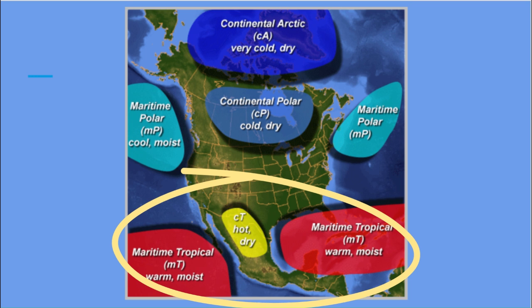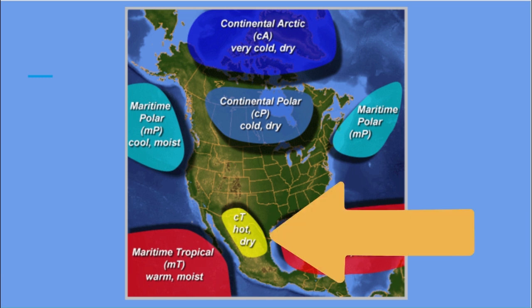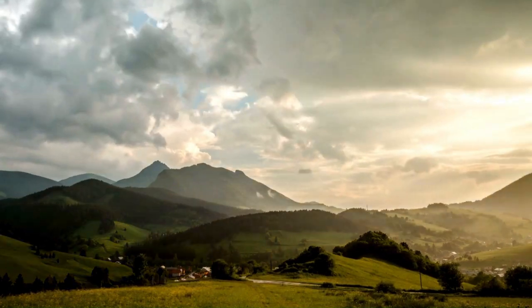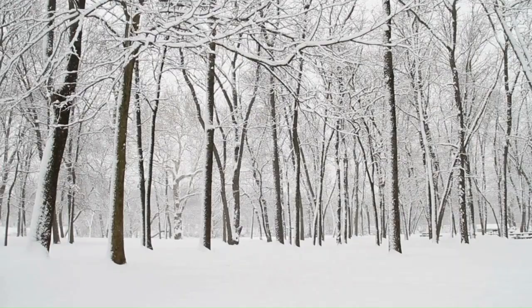Now, looking at the tropical regions, we have the maritime tropical air mass, which forms over the Gulf of Mexico and the Caribbean Sea. Another maritime tropical air mass forms over the Pacific Ocean, and the continental tropical air mass forms over the deserts of northern Mexico and southwestern United States. Now let's take a closer look at the weather patterns associated with each of these air masses.